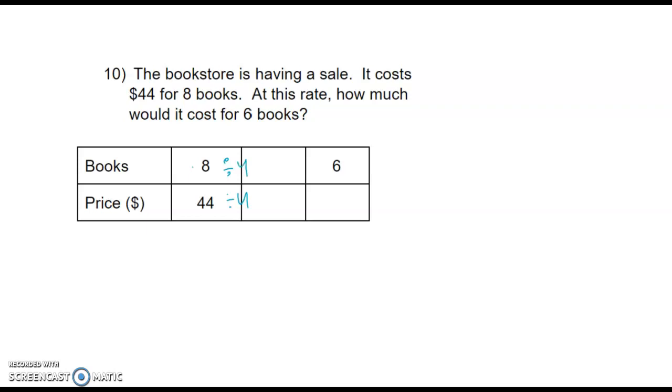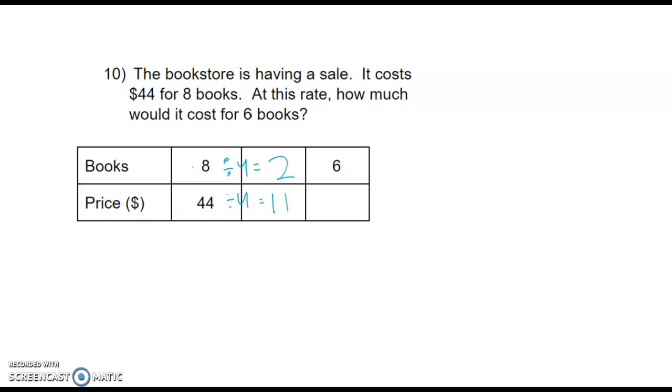Remember that when working with rates, I have to divide both the top and the bottom by the same number to make those equivalent. 8 divided by 4 is 2. 44 divided by 4 is 11. Now I can use this simplified rate to move over to the cost for 6 books.